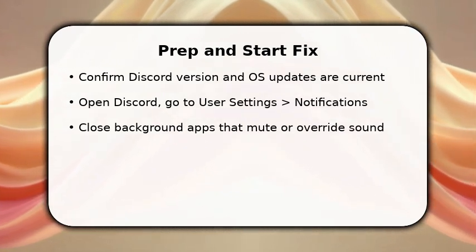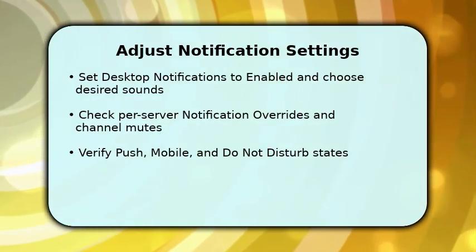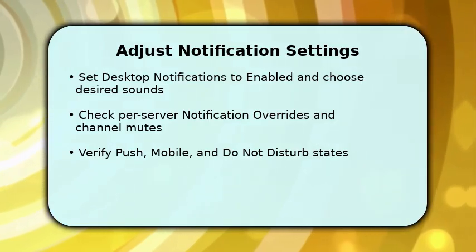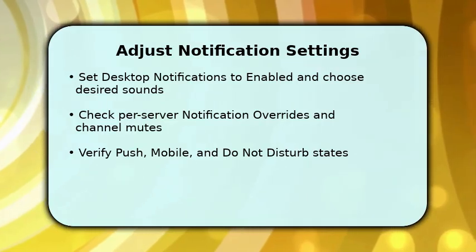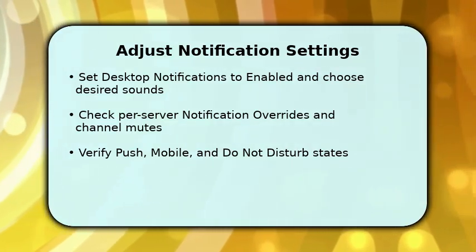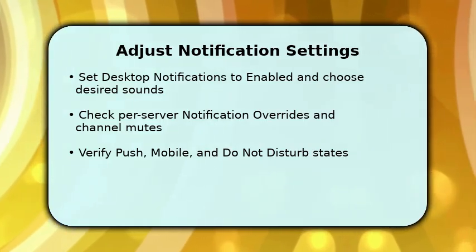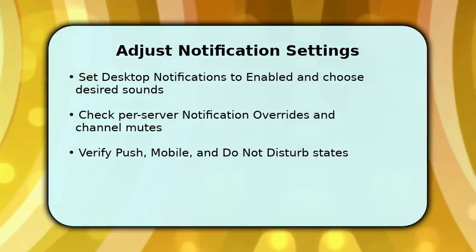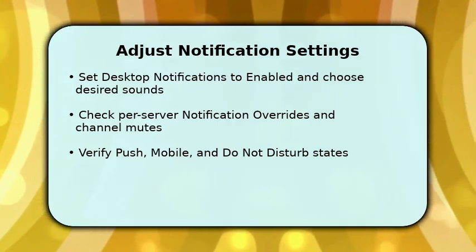You'll now adjust notification controls precisely. Enable desktop notifications and pick your sounds so alerts are audible. Next, inspect each server's notification overrides and any muted channels because overrides silently block alerts. Then verify push and mobile settings if you use multiple devices, and confirm Do Not Disturb is off on both Discord and your OS. DND silences everything. Once these are aligned, you'll have narrowed down where alerts were blocked and prepared.